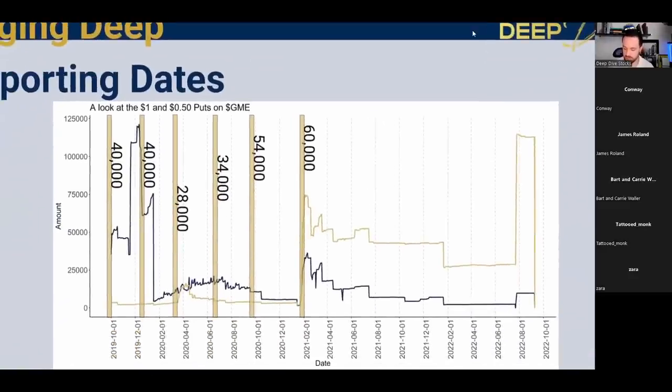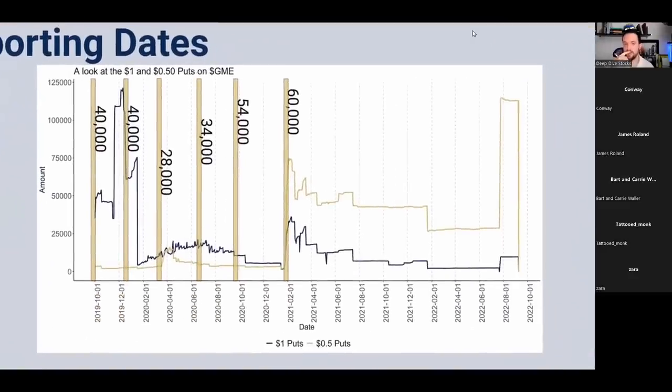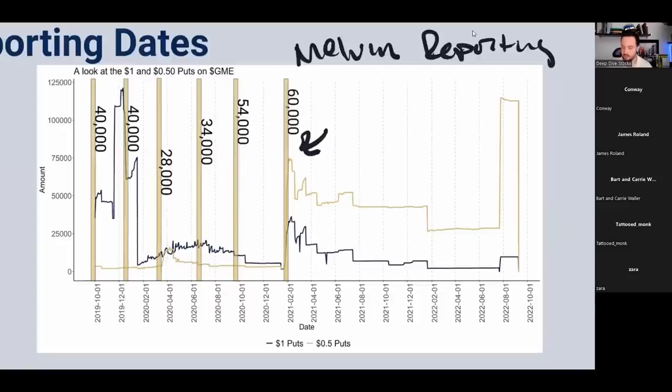So then what I did was what you mentioned with the reporting dates, so this is the Melbourne Capital reporting dates. What I did was not the date that they filed, but the effective date, which are these gold lines. And the numbers represent how many puts they said they had open. And you see that there's several interesting findings on this graph.